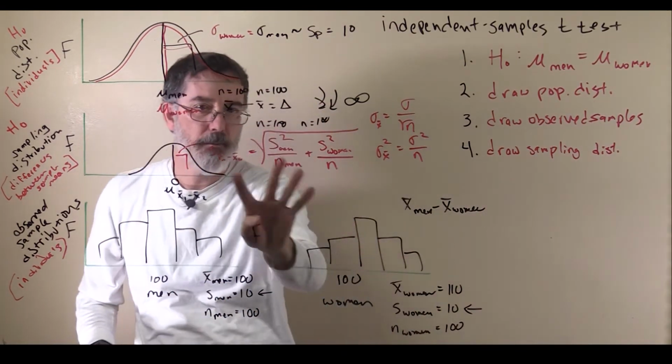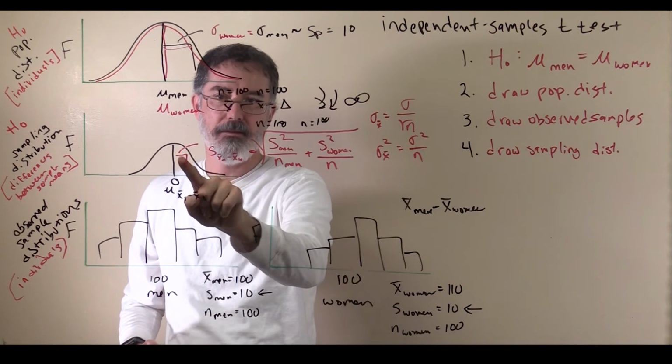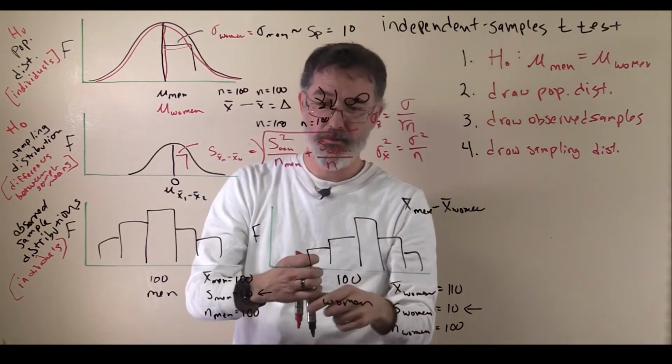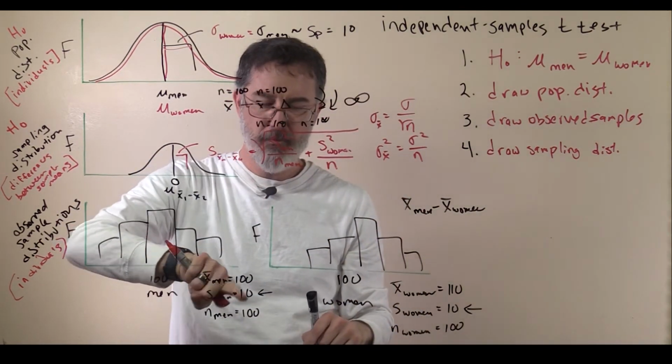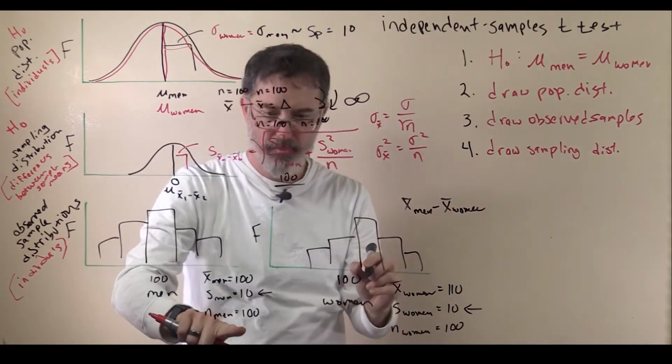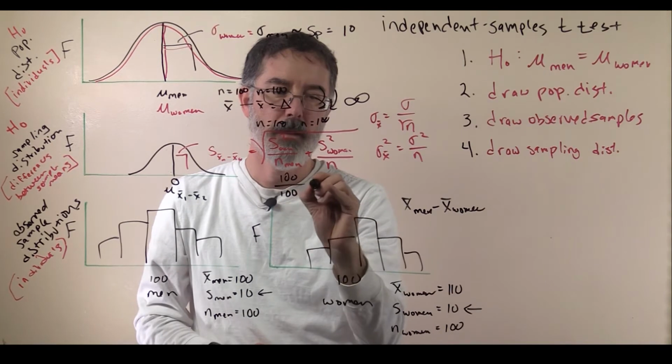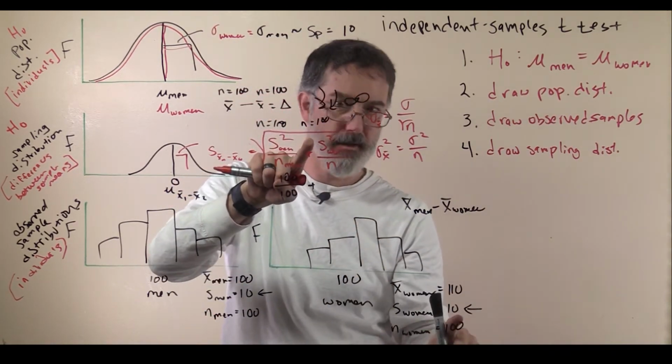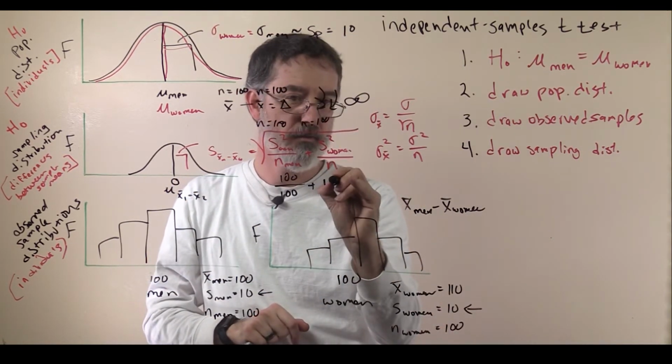All right, so we got our formula here for the standard deviation of the sampling distribution. So now we just got to plug our values in. So the standard deviation for men is 10, so we've got to square it to get 100. The sample size for men is 100. We're going to add to that women's standard deviation squared. So 10 squared is 100.